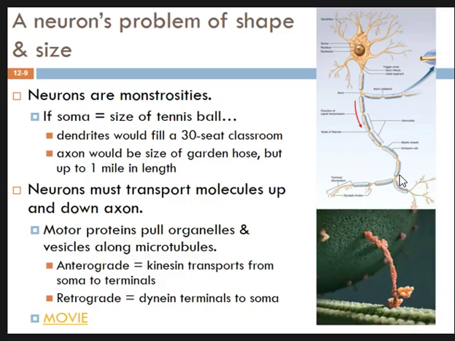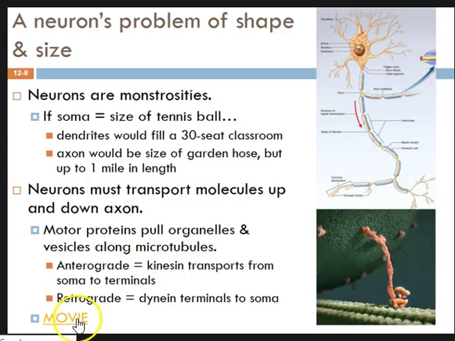Here we're going retro, we're going back, retrograde. And in the case of retrograde transport from the axon terminal back up to the cell body, there's a different motor protein that looks more or less the same, but it goes in the opposite direction. It's called dynein. And these things are transporting materials around.